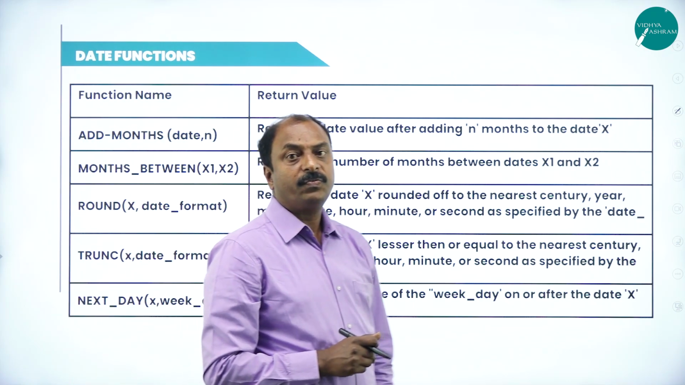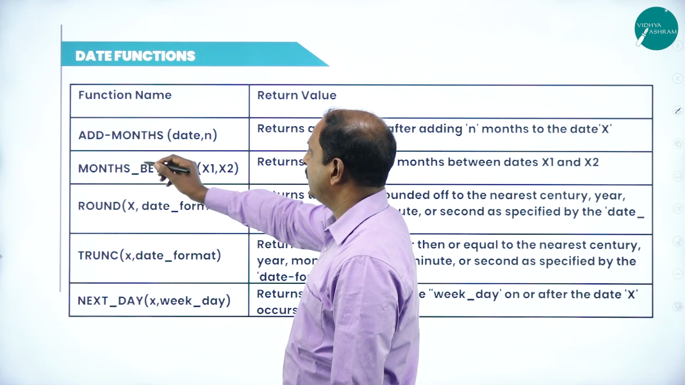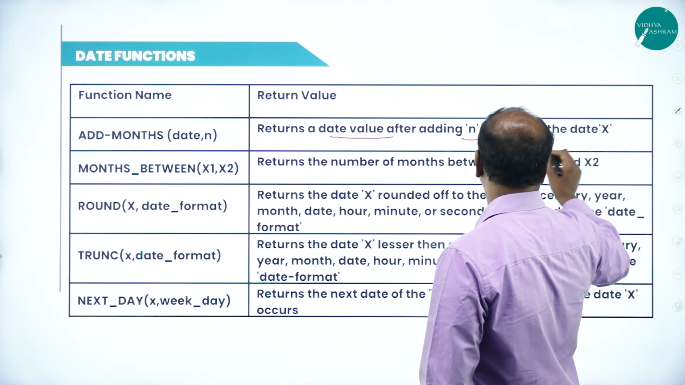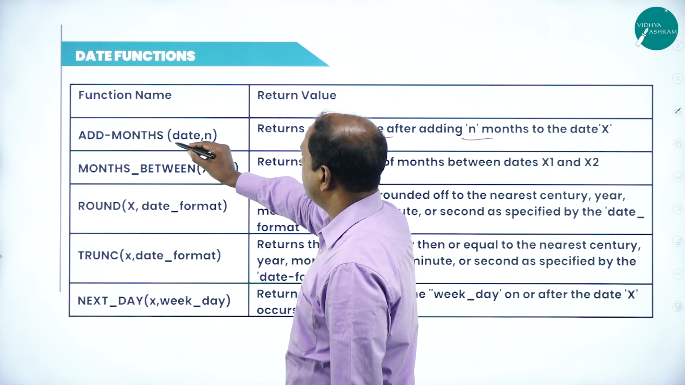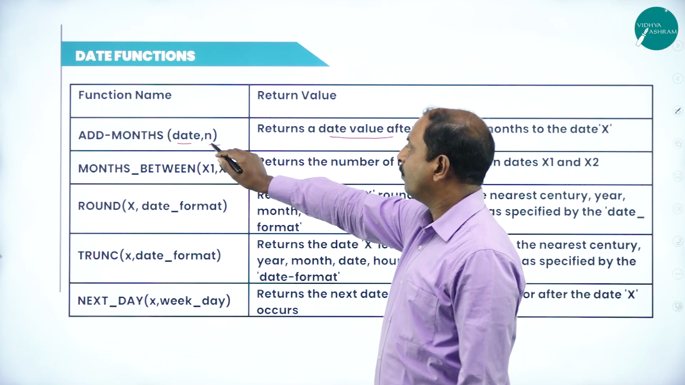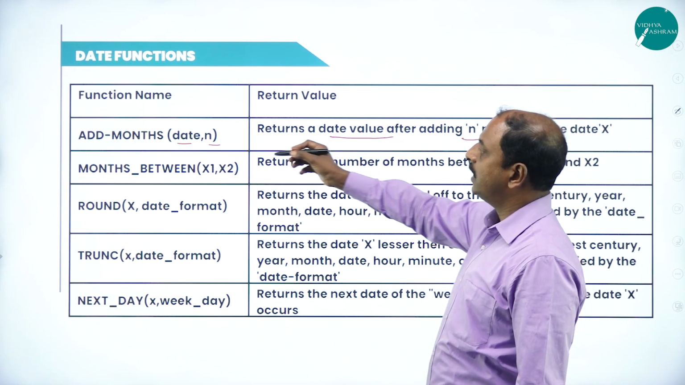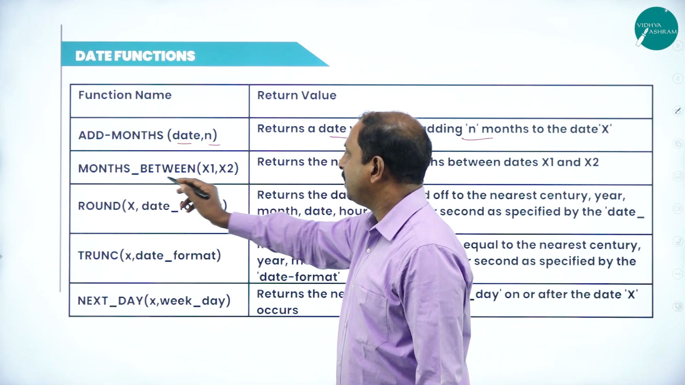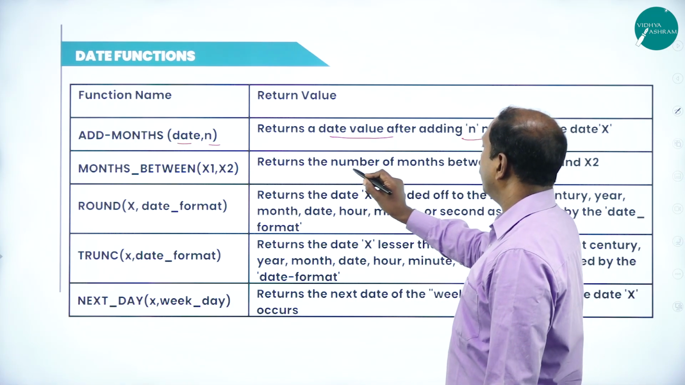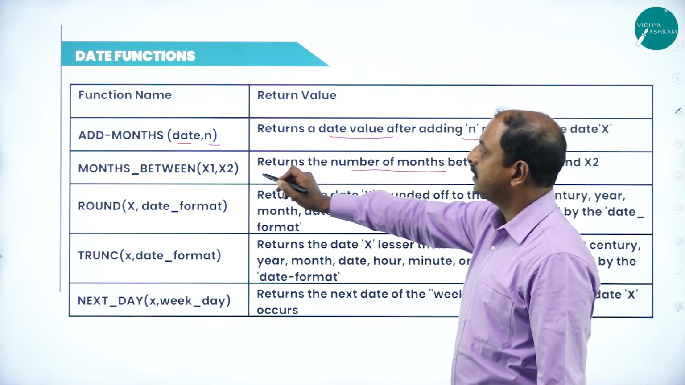Next, let us see the different date functions. ADD_MONTHS(x, n) is one of the date functions, and it returns a date value after adding n months to the date x. So it's going to add n number of months to the date and display it as the result. That is ADD_MONTHS. Similarly, MONTHS_BETWEEN(x1, x2) is going to return the number of months between these two dates.